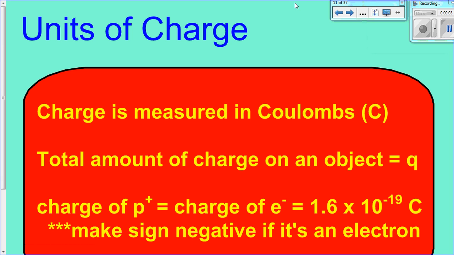Alright, welcome to the second video in the electrostatics series. In the last video, we talked about how things can become charged. In this video, we're going to start the math behind it. So before we begin, we need to talk about what units charge is represented in.